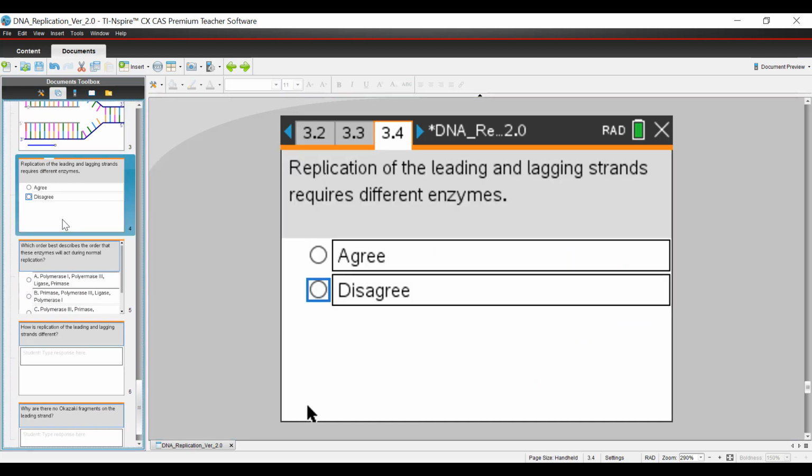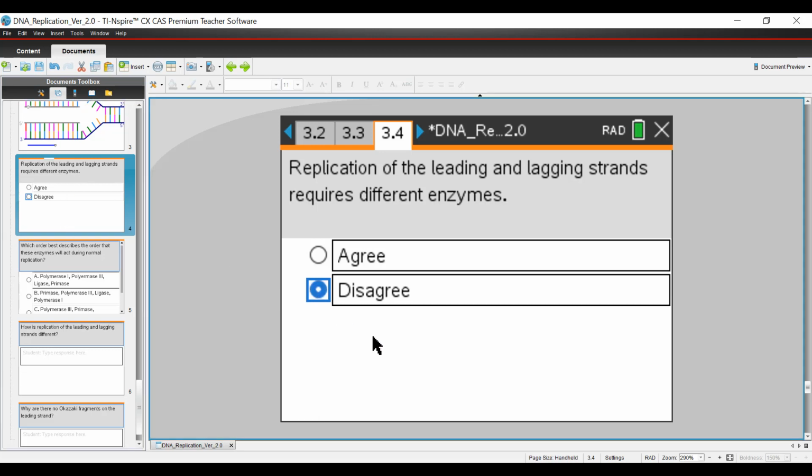All right, page 3.4. Replication of the leading and lagging strands requires different enzymes. You should know by now that's a big disagree. That is not true. Replication of the leading and lagging strands requires the same enzymes. Now, for the lagging strand, we know that some enzymes are used more often because of that Okazaki fragment issue, the lagging strand going in the opposite direction of the replication fork. So those enzymes are polymerase 1, ligase, and primase.